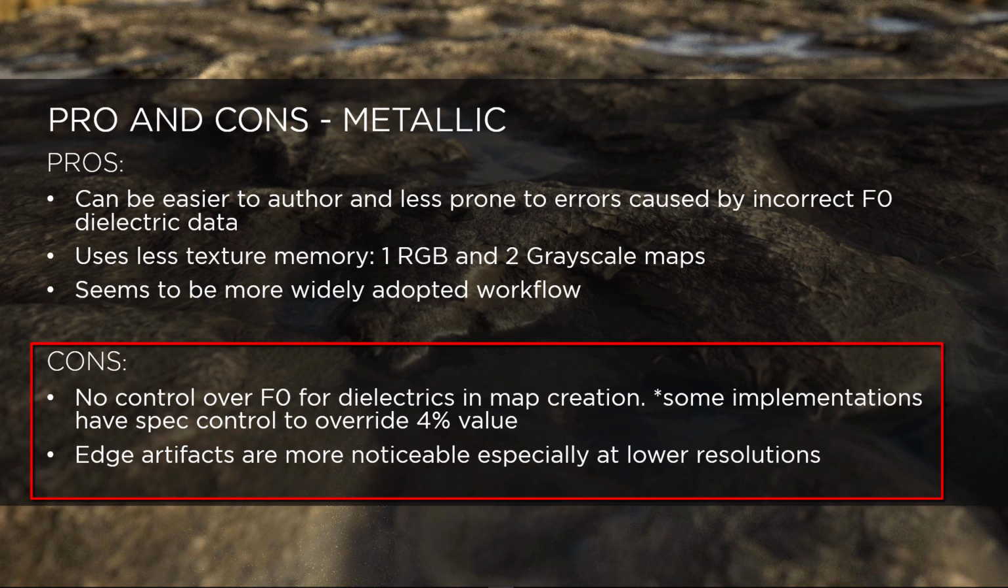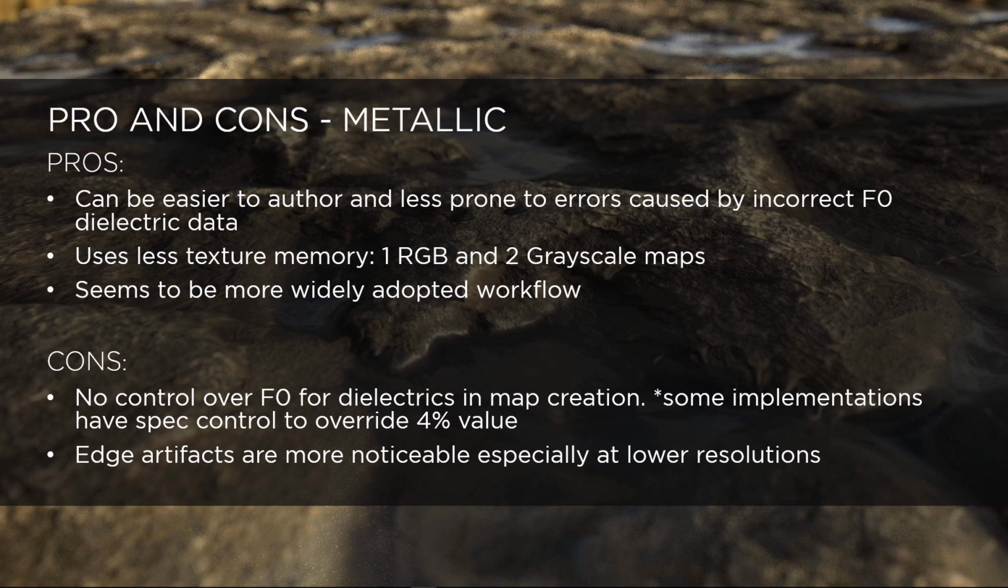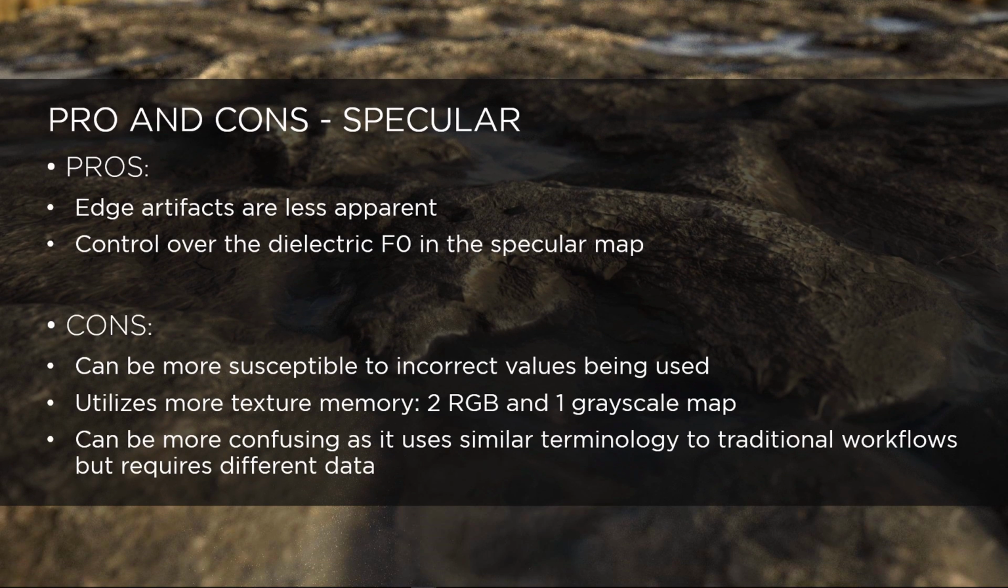The biggest issue is that you can get white edge artifacts where bright metals and darker dielectrics meet. This is more noticeable at lower resolutions, and we'll come back to this in just a minute. The pros for specular are that edge artifacts are less apparent. They are there, but it's a dark edge and it's much less noticeable. And we have full control over the dielectric F0 in the specular map.